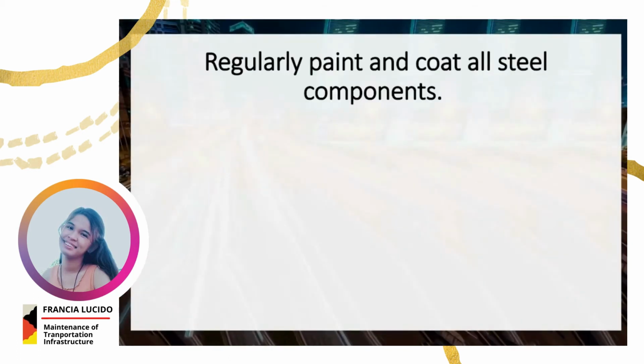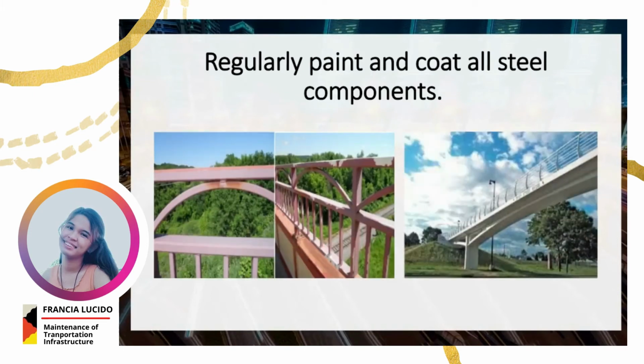Another thing to do is to regularly paint and coat all steel components. Painting protects bridges from the harmful effects of corrosion and is an important preventive maintenance activity to extend the life of a bridge. This is the best way to prevent corrosion and avoid the deterioration of critical structural steel elements, which is often the most costly and difficult to replace.